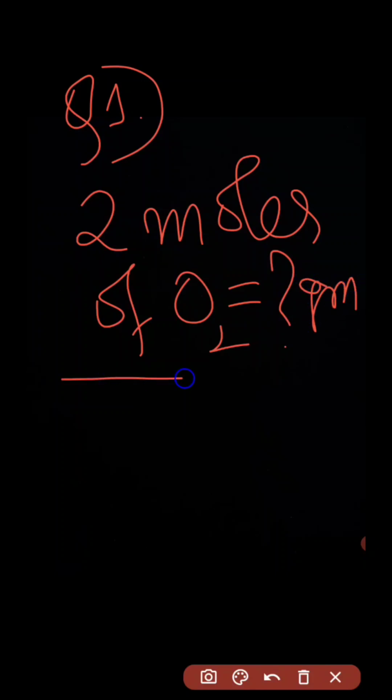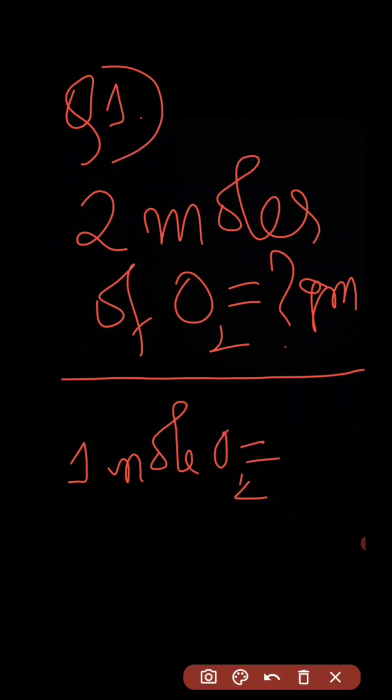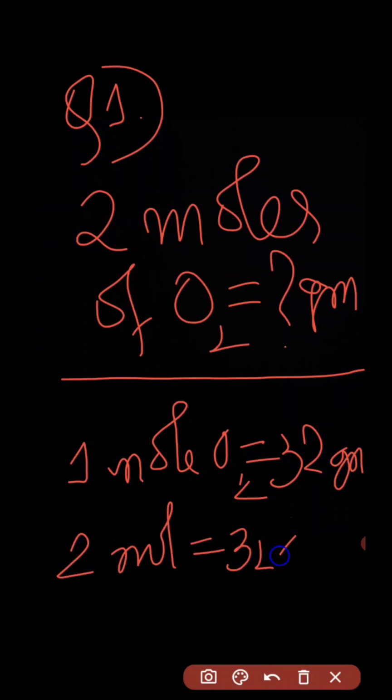So today let's take one question. The question is, if I ask you, 2 moles of oxygen is equal to how many grams? This is very easy. From the mole concept we know that 1 mole of oxygen molecule is equal to 32 grams of oxygen. So 2 moles will be equal to how much? 32 into 2, that is 64 grams of oxygen.